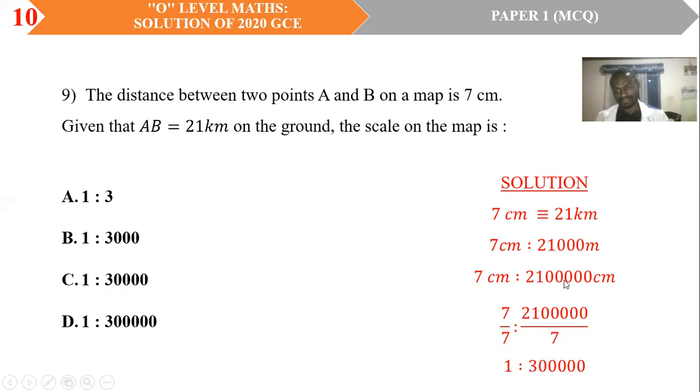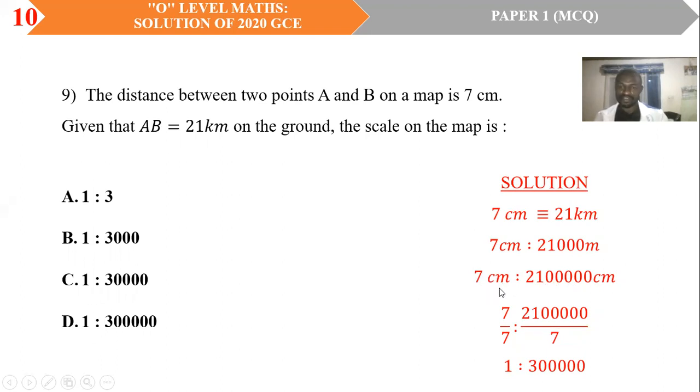Which is 2,100,000 centimeters. So please, what are we actually doing? We are converting these kilometers to centimeters. And if you convert 21 kilometers to centimeters, you have 2,100,000 centimeters. So in actual fact, we are saying that 7 centimeters on the map is equivalent to 2,100,000 centimeters of distance on the ground.